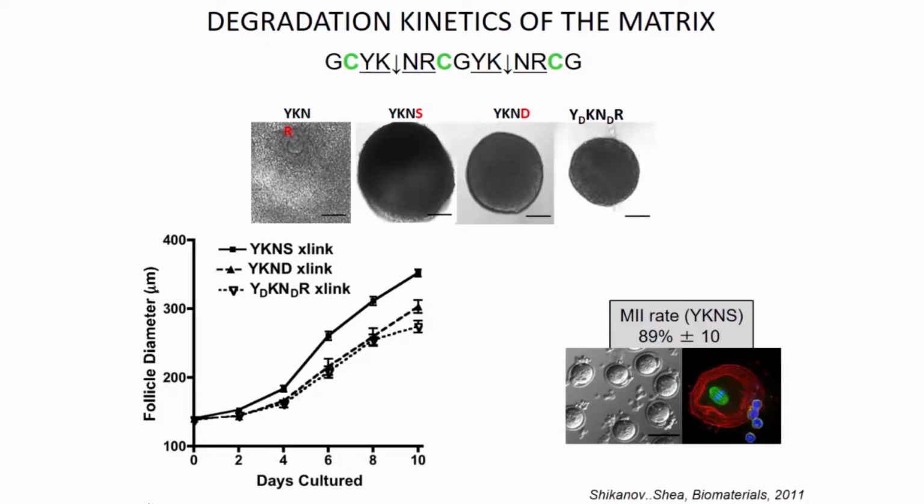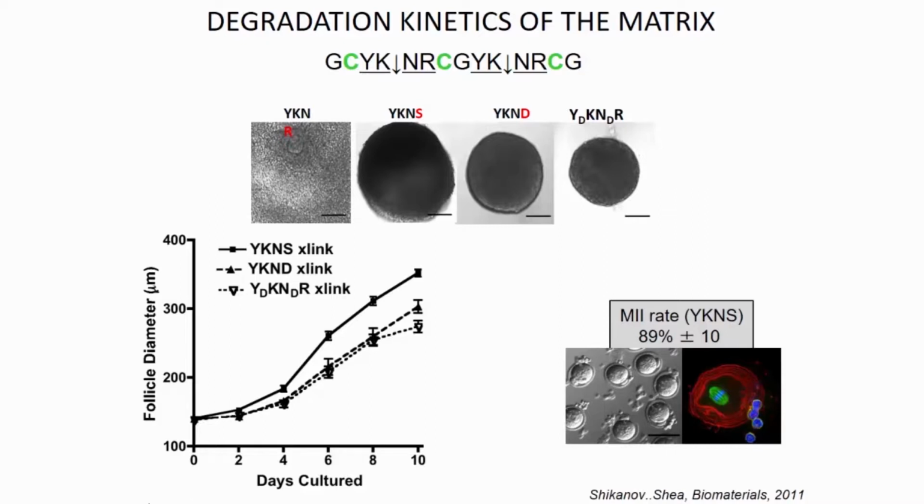So we just changed one amino acid to serine here, and you can see follicles can grow, and they grow from 130 to 350. They can be fertilized, and then they develop into blastocysts as well. If you change another amino acid, then it's kind of too slow, and this is a non-degradable sequence, showing that there's really dependence on the degradation sequence that you use. So it's either too fast or too slow. So you can find the best sequence that could work for these specific species.